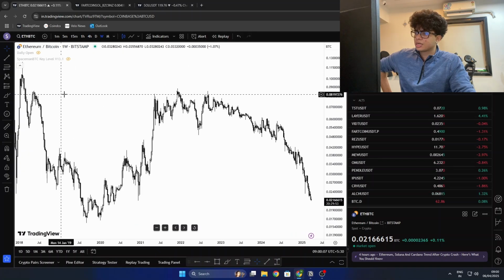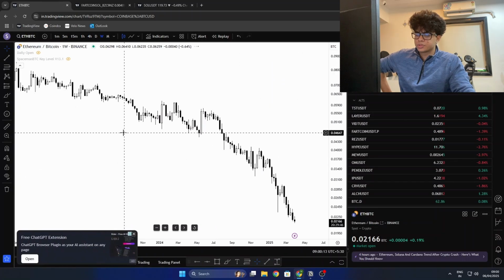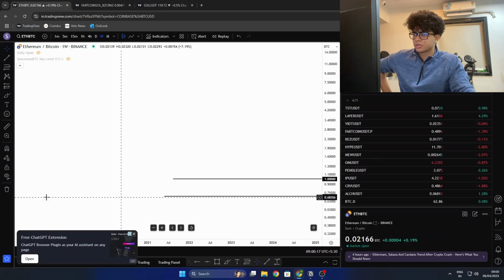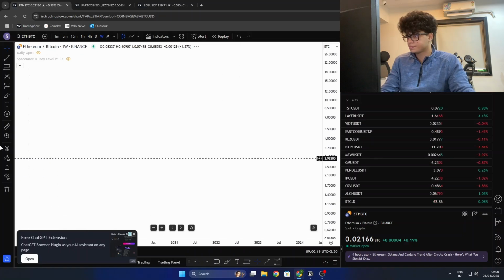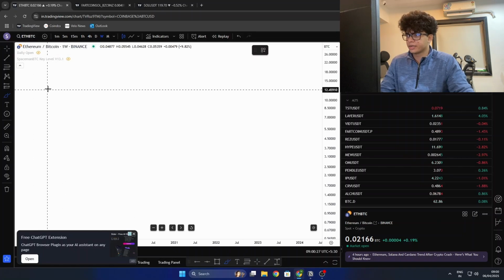You guys can probably tell this chart is very different from the Bitcoin chart or the ETH chart. So basically I'll tell you guys about the fractions first, right? So as you can see, Ethereum is the numerator and Bitcoin is the denominator, right?